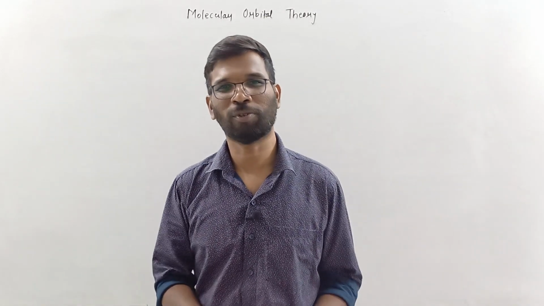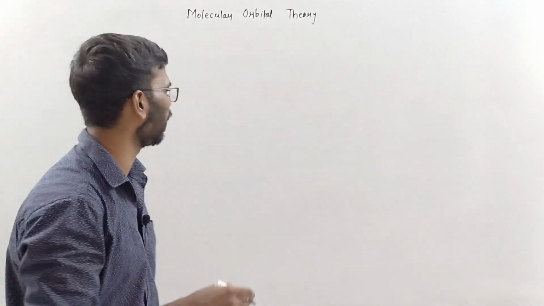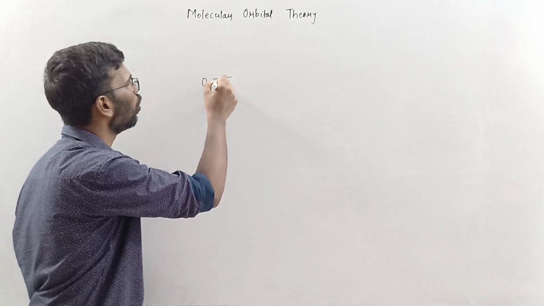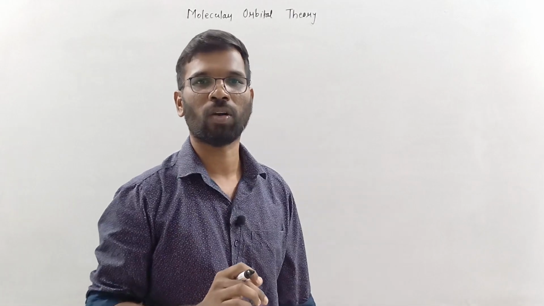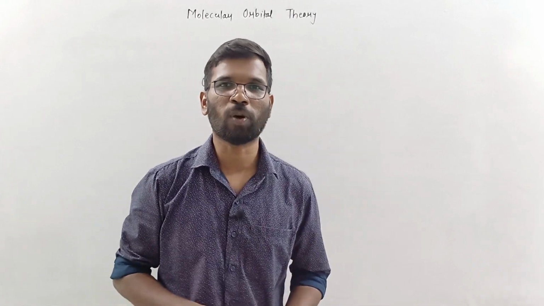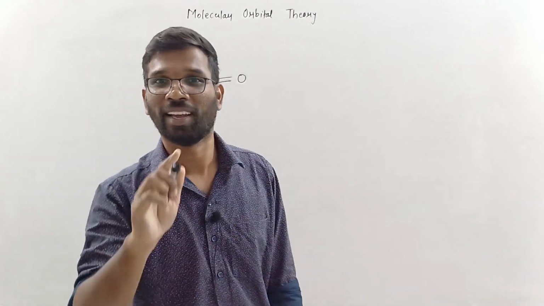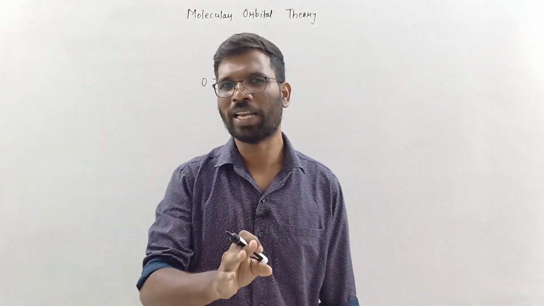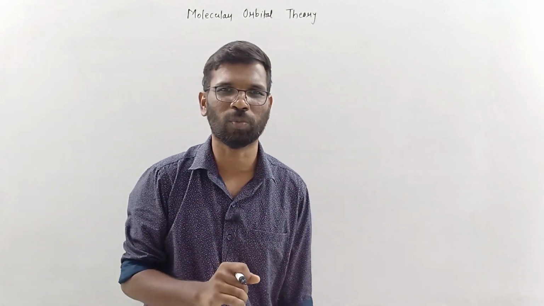My first question before I start this class: is oxygen paramagnetic or diamagnetic? Oxygen, the O2 molecule, right? This is how the O2 molecule is. Is it paramagnetic or diamagnetic? If you use valence bond theory, then it is diamagnetic, and if you examine it experimentally, it is paramagnetic. That means valence bond theory doesn't support the paramagnetic behavior of the oxygen molecule, right?